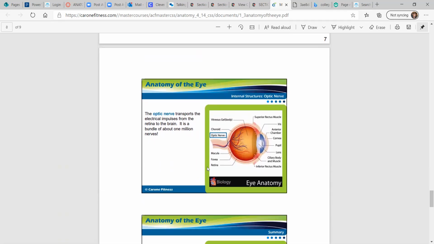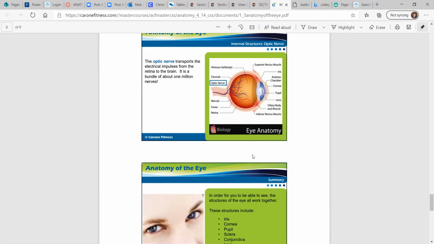And then lastly, the optic nerve transports the electrical impulses from the retina to the brain itself. And it's a bundle of 1 million nerves, just about. So all of these nerves are twisted up into this optic nerve, and that transports the electrical impulses all the way to your brain.